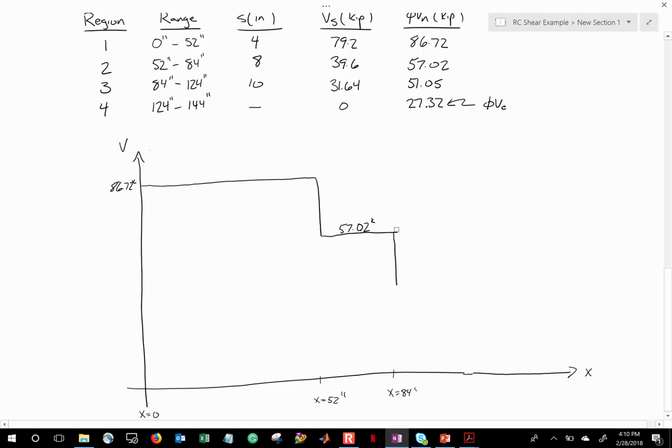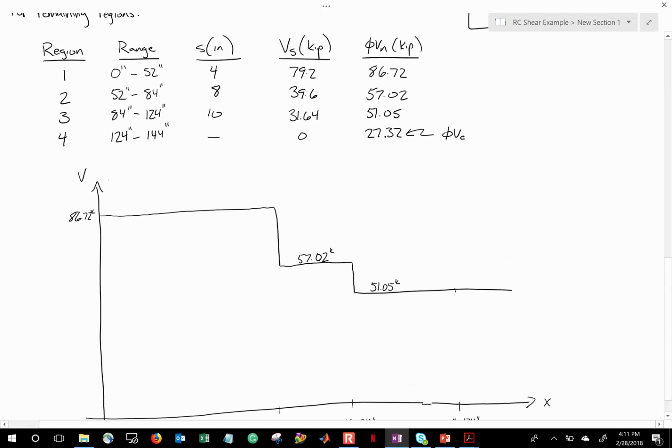So you're going to kind of get this sort of stair-step plot going, where the farther you get away from the support, the lower the capacity is going to be. That's going to be 51.05. Maybe if I try and draw it to scale, it really looks more like this. Maybe something like that. That's 51.05 kips. All right, and that goes up until about here, where x equals 124 inches. And right there, the capacity drops even further.